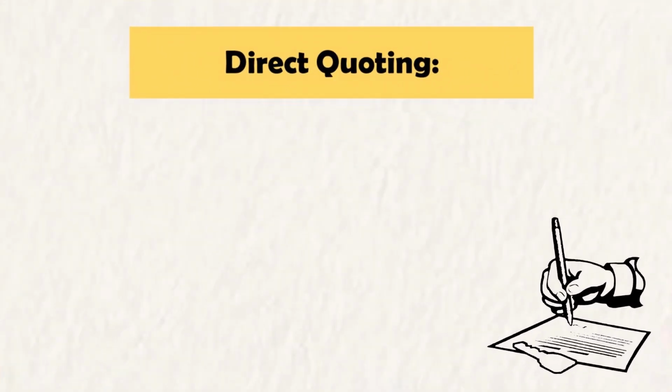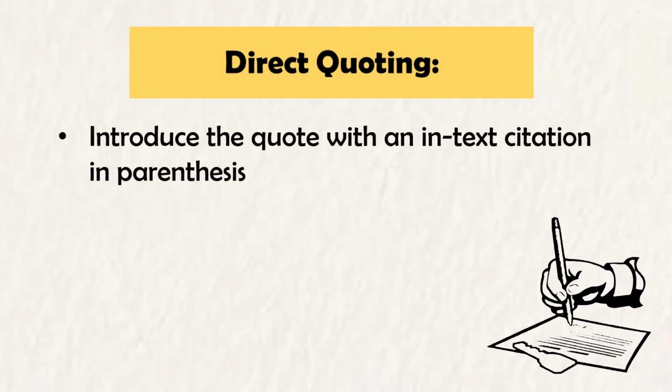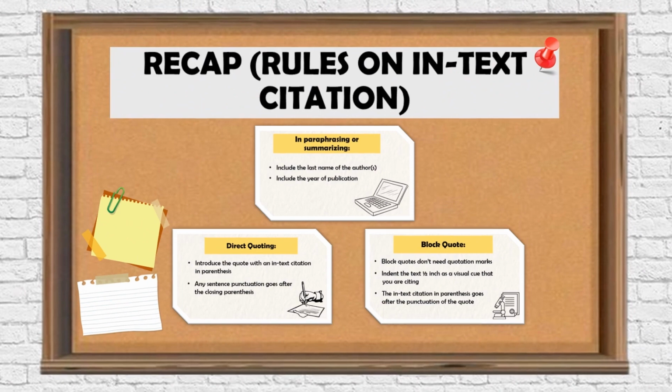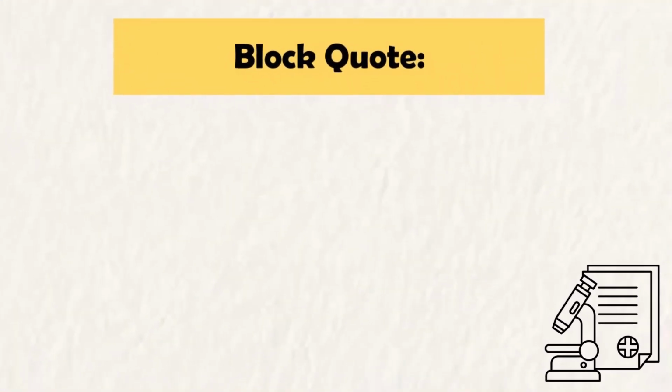Secondly, if you're quoting the exact words of someone else, introduce the quote with an in-text citation in parentheses. Any sentence punctuation goes after the closing parenthesis. Lastly, if you're directly quoting more than 40 words, use a block quote.